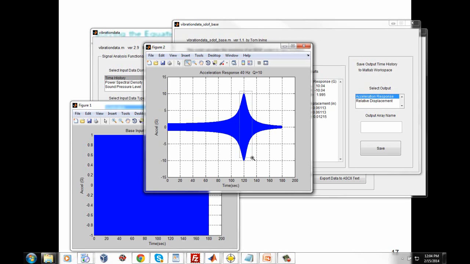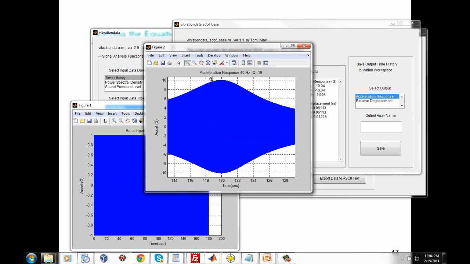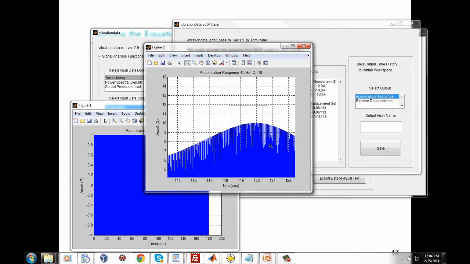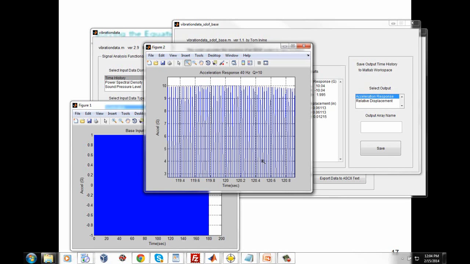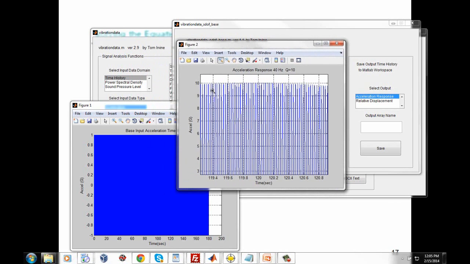So we can actually zoom in. You can see it's plus and minus 10G, and there is an underlying sine sweep signal there. So let's think about this 10Gs. If we have a 1G base input, we multiply by Q equal to 10, that equals a 10G response.